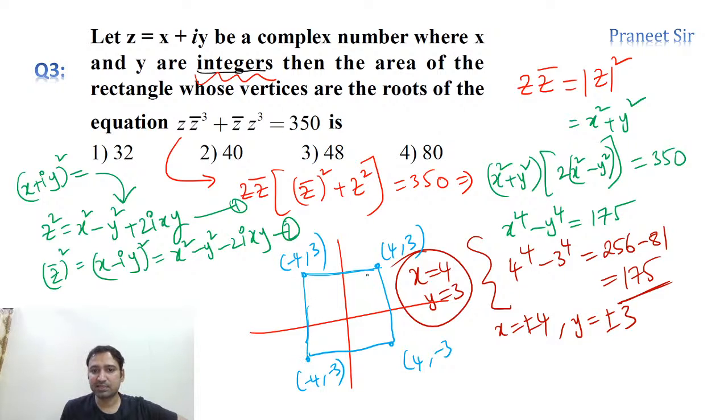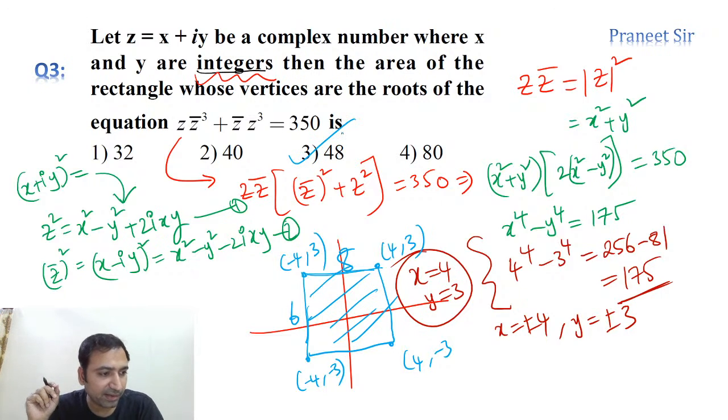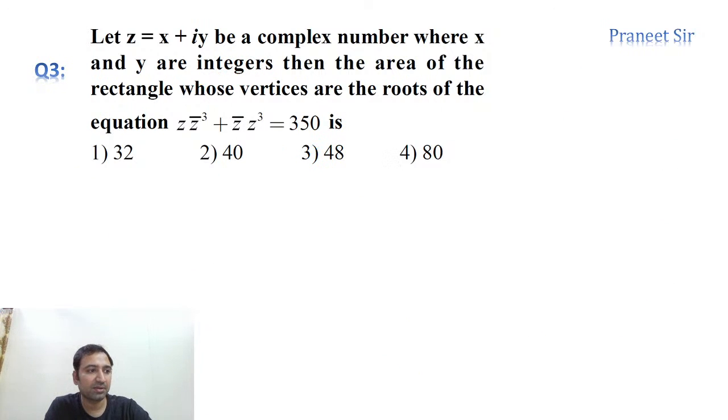What is the length and breadth of this rectangle? So this is 6 and this is 8. So we need to calculate the area of this rectangle. Clear? So how much is it? 6 into 8, 48. So the area is going to be 48. Clear? This is a very important question, guys. Everyone understood? Chalo, let's move to the next one.